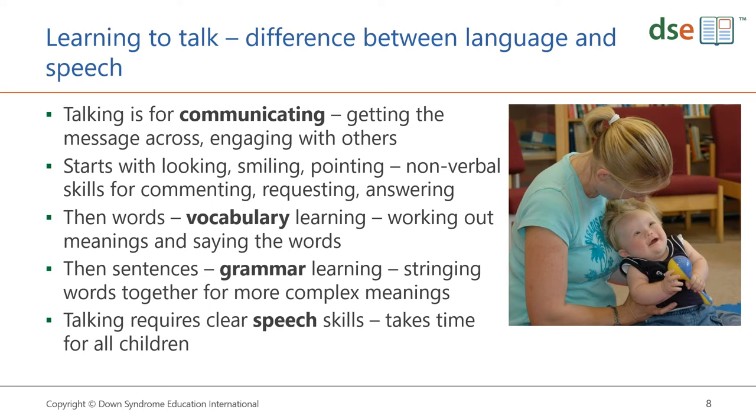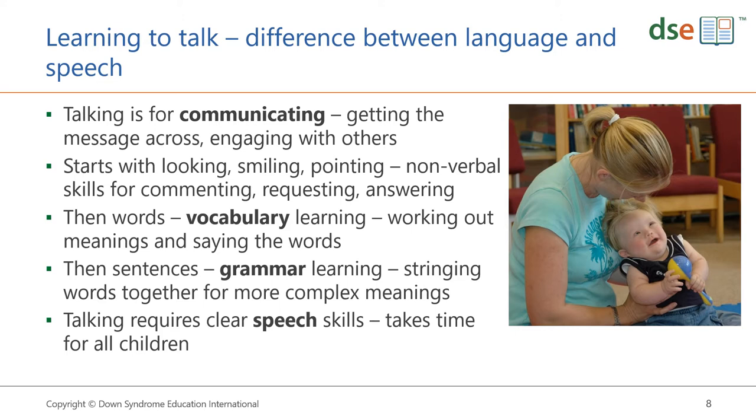Now, before we jump into how we might be teaching spoken language, we need to be sure that everyone understands what the component parts are of learning to talk and being an effective communicator. Obviously, talking is for communicating and getting your message across. And for the little ones, the intention to communicate starts with looking, smiling, pointing, requesting, commenting, holding things up, in a non-verbal mode. And we encourage all those things in early development for our children.